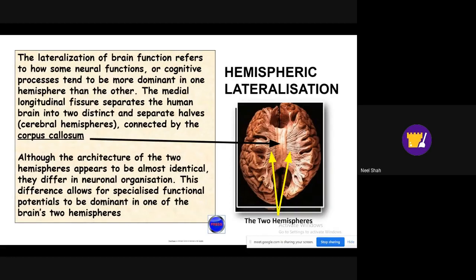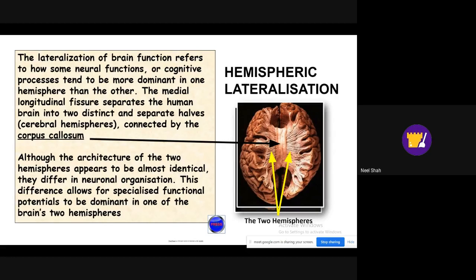So for example, if you're cooking, that might use one part of your brain more than the other. If you are trying to solve a maths problem, then you might be using one part of your brain more than the other. So the brain, some people would say that we have two brains in one.